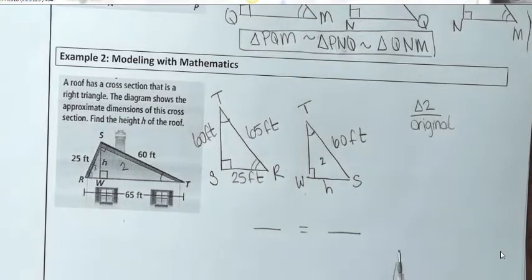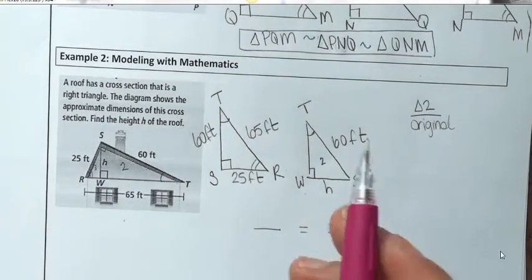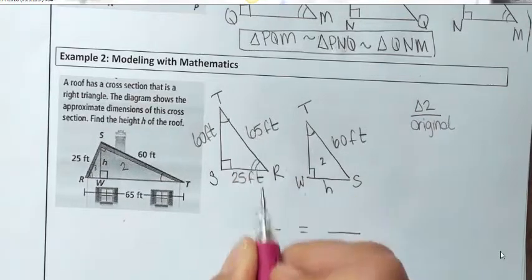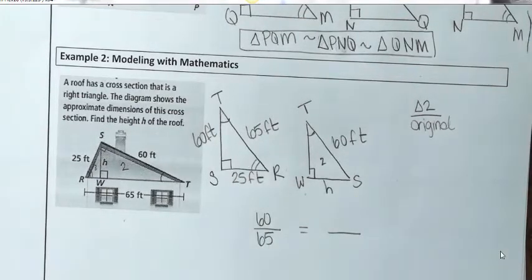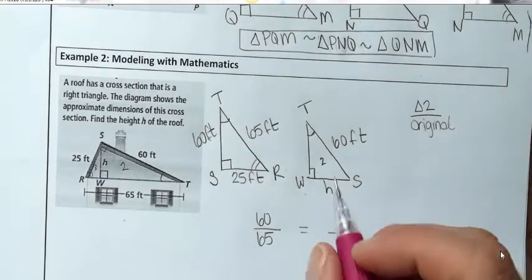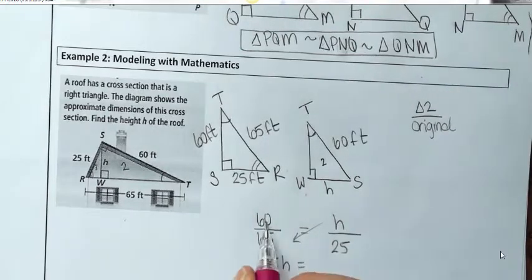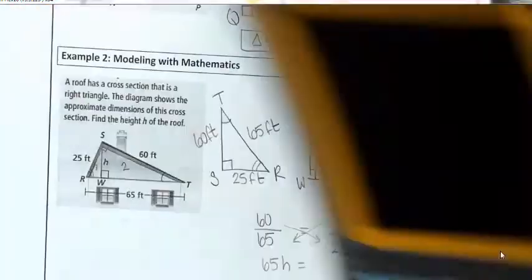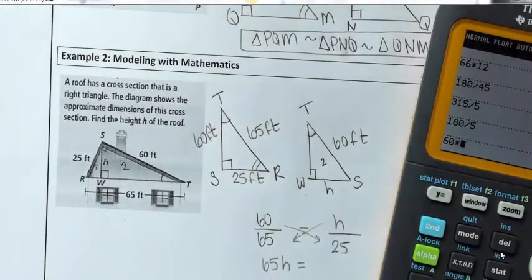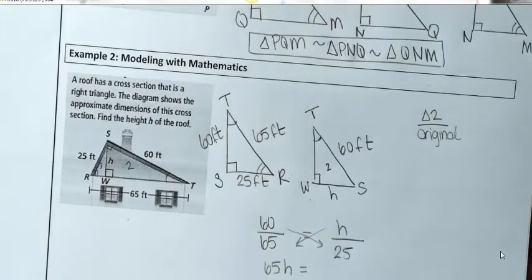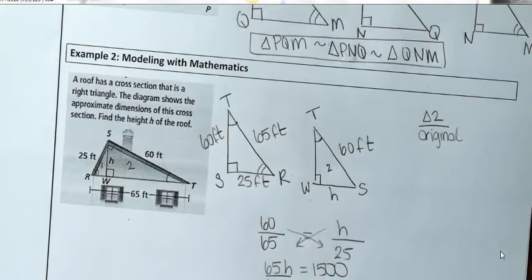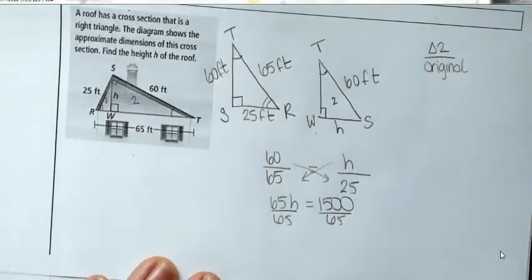So triangle 2, how about we'll go with 60, which is our hypotenuse, over 65, which is the hypotenuse of the other one. So then I'll have H over 25. And then to solve this, because it's a proportion that I set up so that I would be able to solve, I just cross multiply 60 times 25. Oh, let's see what that is. 1,500. And then I'll divide both sides here by 65. Oops, getting off the screen.